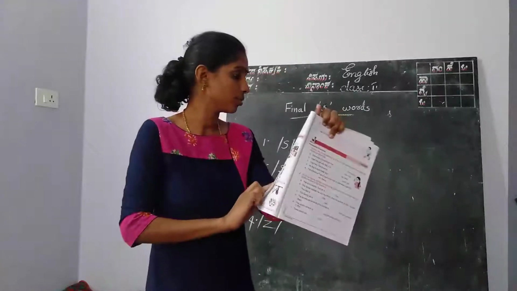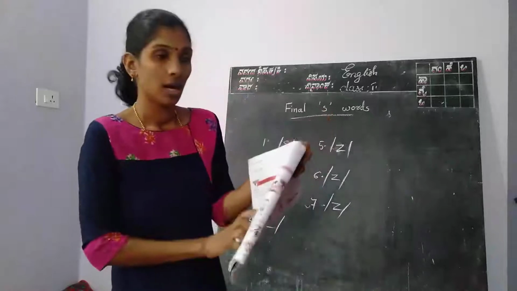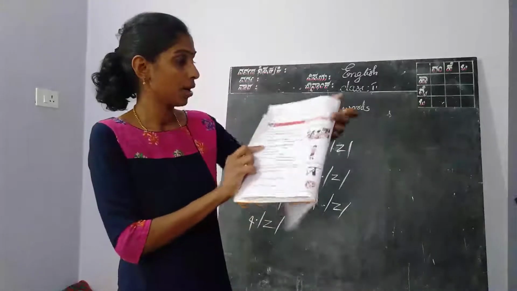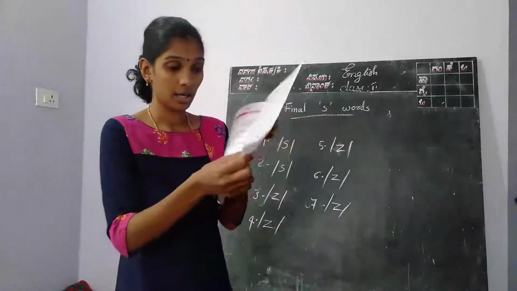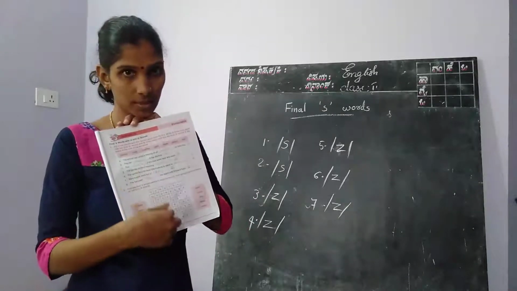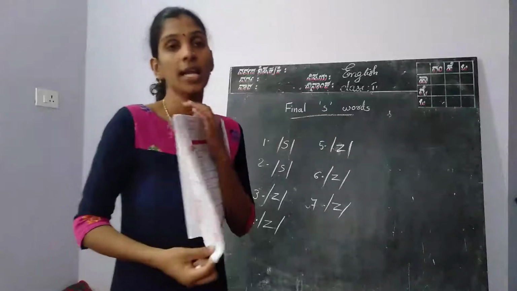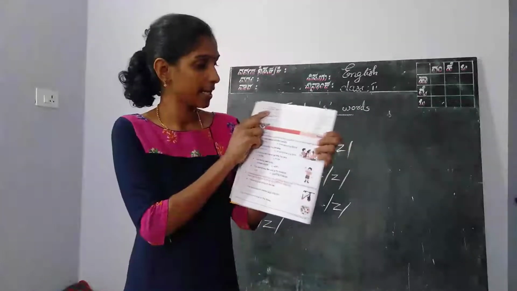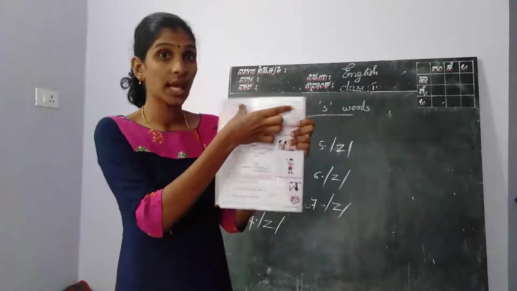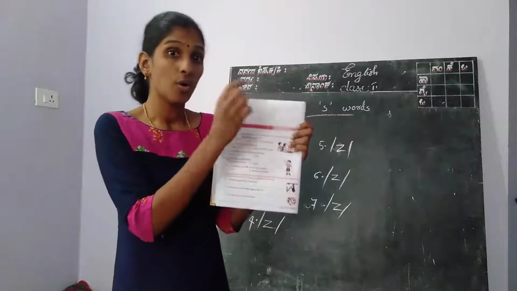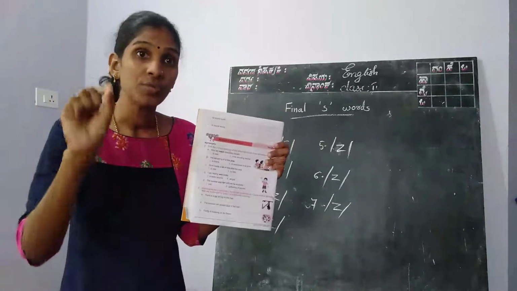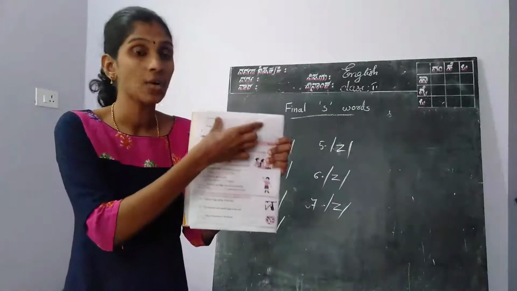Later, what you have to do? You have to write here. Already you have separated the S sound words here. You have to circle them in the word search. Okay. Later you have to categorize S sound words and Z sound words. You can write here which words are ending with the S sound. All the words are ending with the letter S, right. But which words are ending with the S sound and the Z sound?